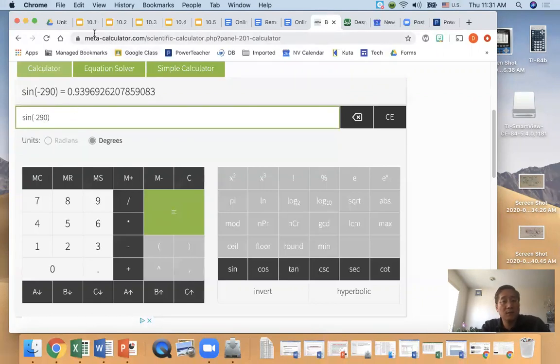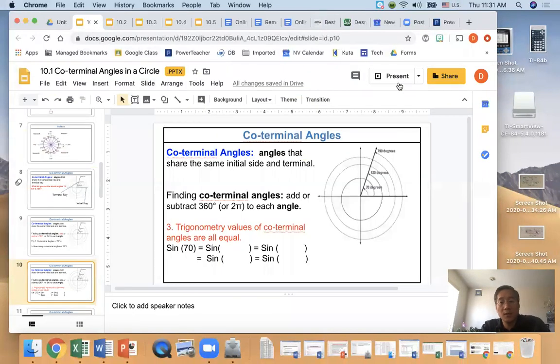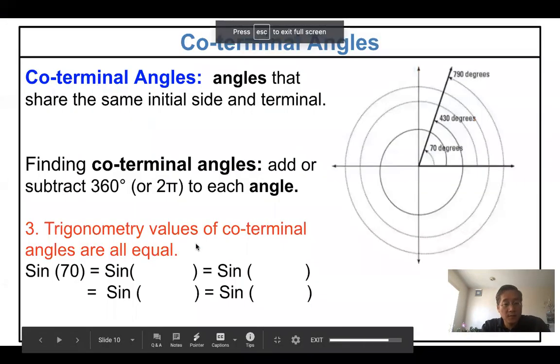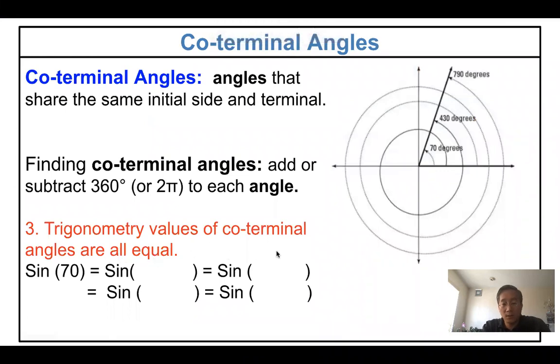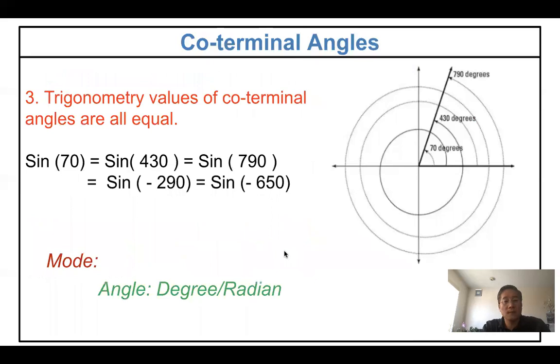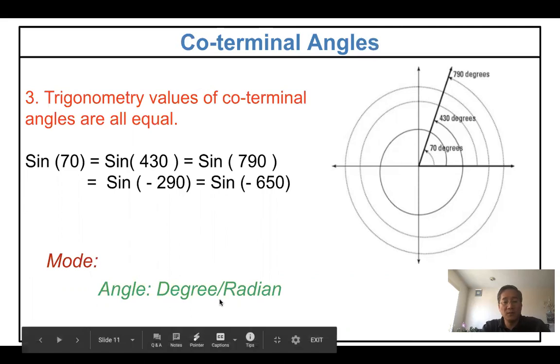All right, let's go back to our slide. You remember trigonometry values of coterminal angles are all equal, right? Make sure you change the mode properly. We are using degree mode, but later we are going to use radian mode very often.